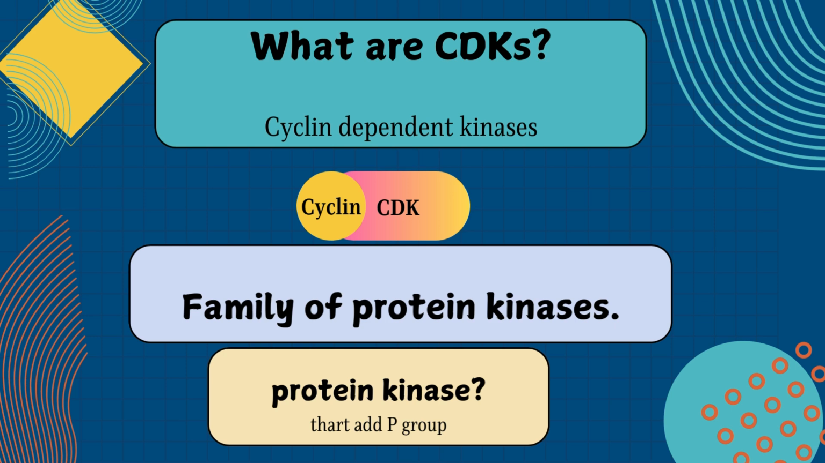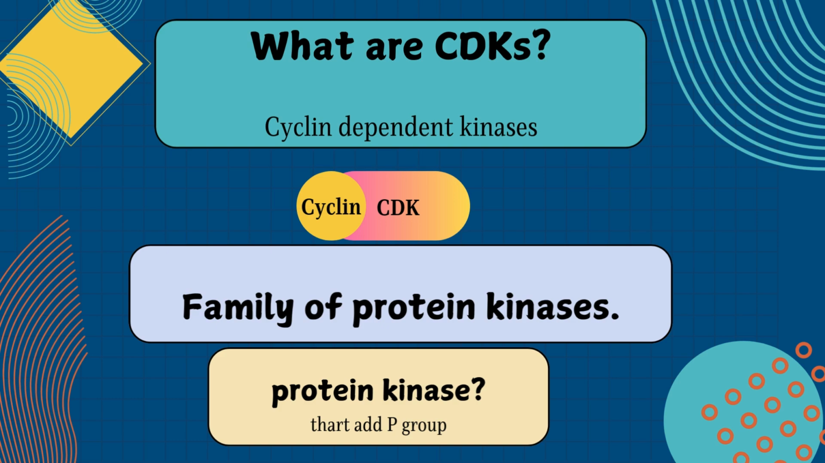Second concept is kinases. CDKs are kinases. CDKs are a family of protein kinases. What are kinases? Kinases are those proteins that add a phosphate group to an amino acid in a protein.